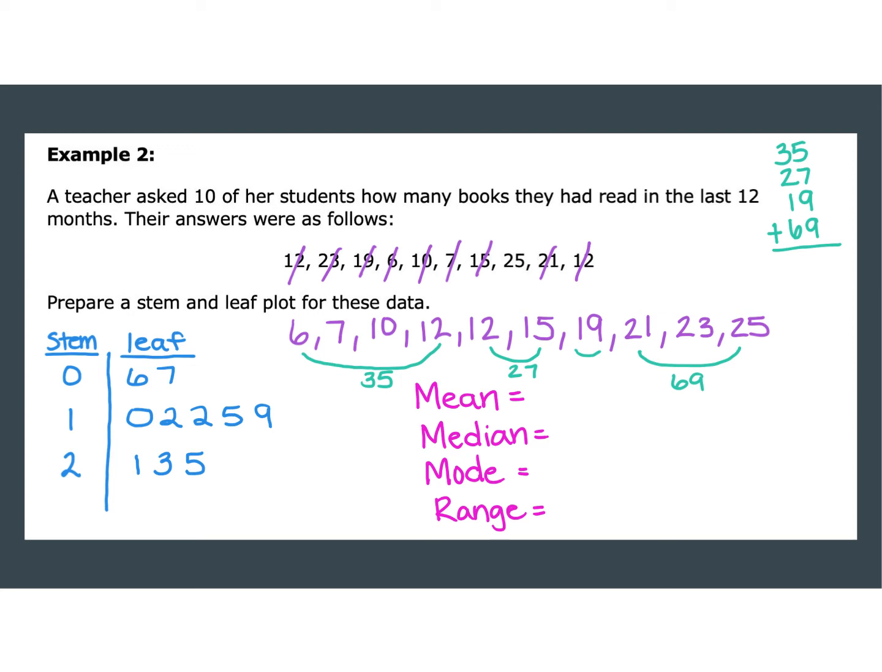5 plus 7 is 12, plus 9 is 21, plus 9 is 30. Carry our 3. 6 plus 1 is 7, plus 2 is 9, plus 3 is 12, plus the 3 we carried is 15. So the sum of our data values is 150, and then there are 10 data values in this data set. So we will divide by 10 to find the mean.